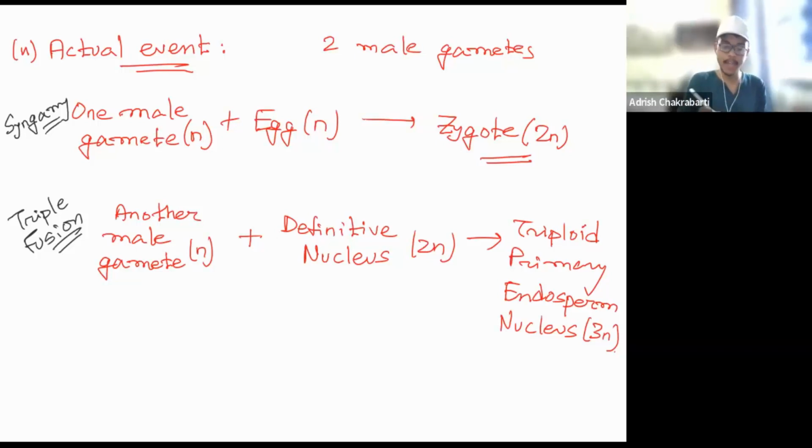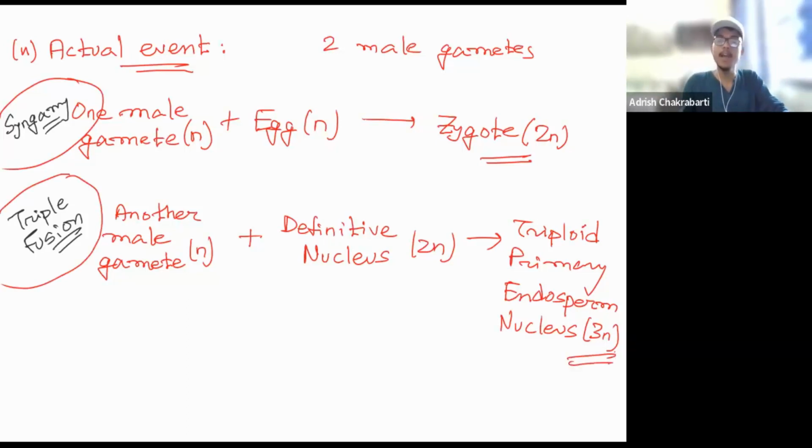This process is known as syngamy. The other male gamete goes and fertilizes the definitive nucleus. The 2 polar nuclei in the central cell had fused to form the secondary nucleus, or the definitive nucleus, 2N. So the other male gamete N goes and combines with this definitive nucleus 2N, leading to the formation of the triploid 3N primary endosperm nucleus. This process is known as triple fusion.